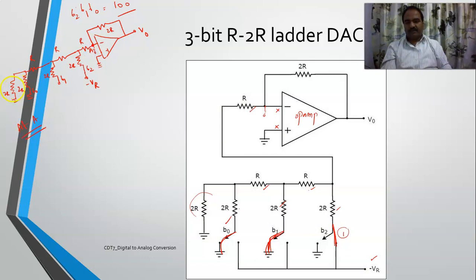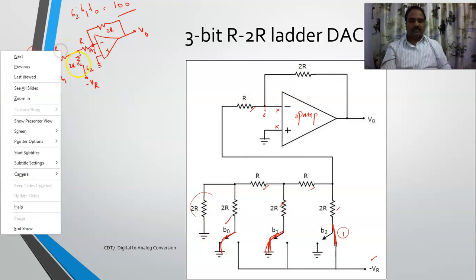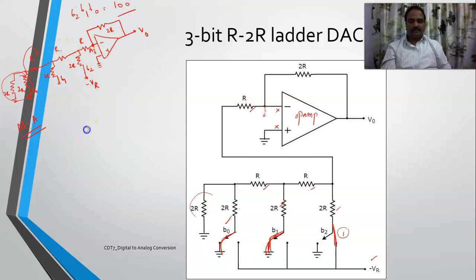But before that, see here, 2R and 2R are in parallel, right? This is a parallel combination, so I get an equivalent of R. R again in series with R, I get 2R. 2R again in parallel, again I get R. R again R. So this is also grounded, right? 2R. So up to here, what I am getting is 2R.